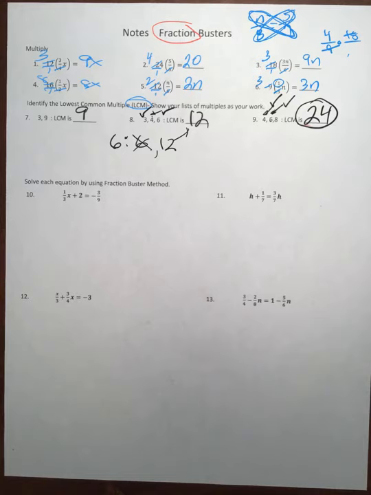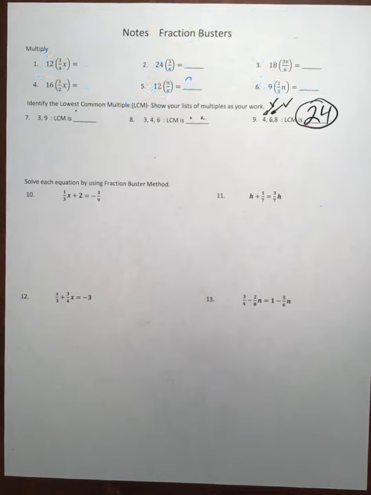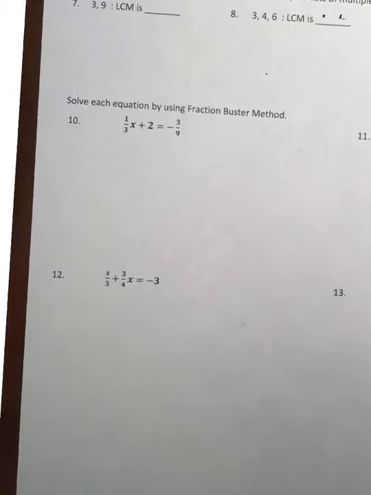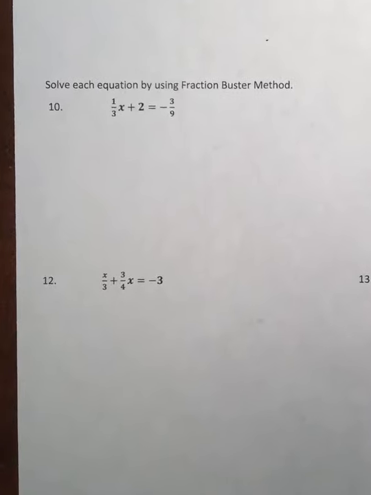Okay, so now we're going to use multiplying by the lowest common multiple to bust up our fractions. So in problem number 10, we're going to use the technique of clearing the fractions by doing what we call fraction busters. We're going to clear this of fractions so that we don't have to work with all those fractions, by multiplying everything through by the LCM. I'm going to multiply every single term by the LCM.